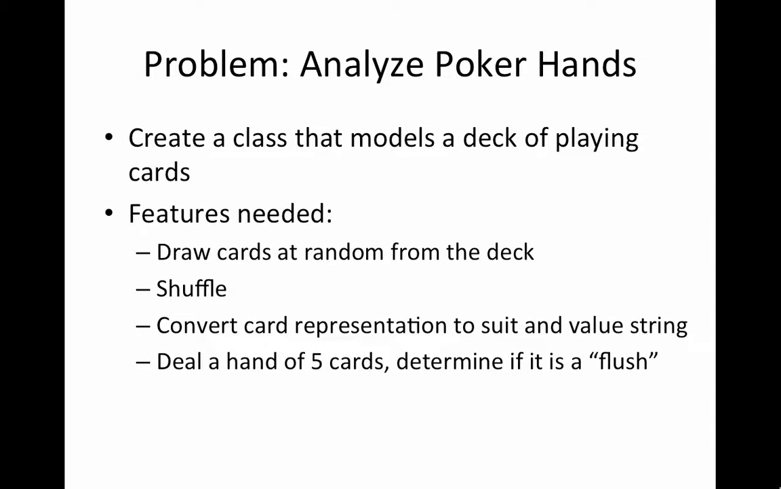We want to be able to draw cards at random from our deck. What does that mean, to draw a card at random? For example, it could mean that we have a method called draw, and it will return an integer, and that integer will be representing a card. So it will return to us the number that is associated with a particular card.